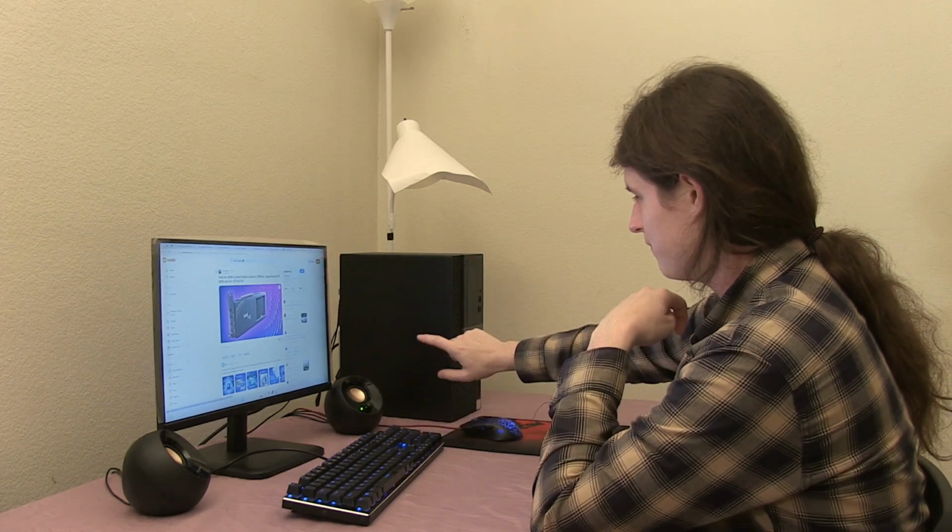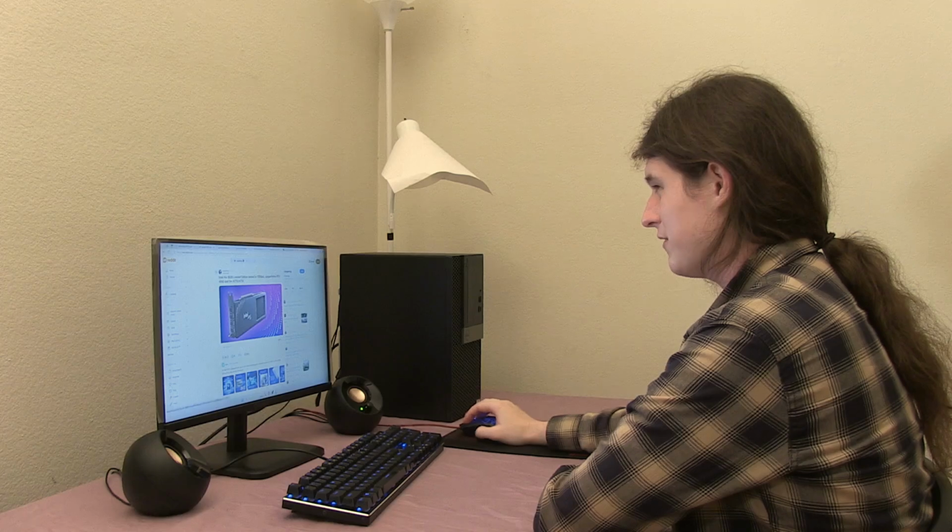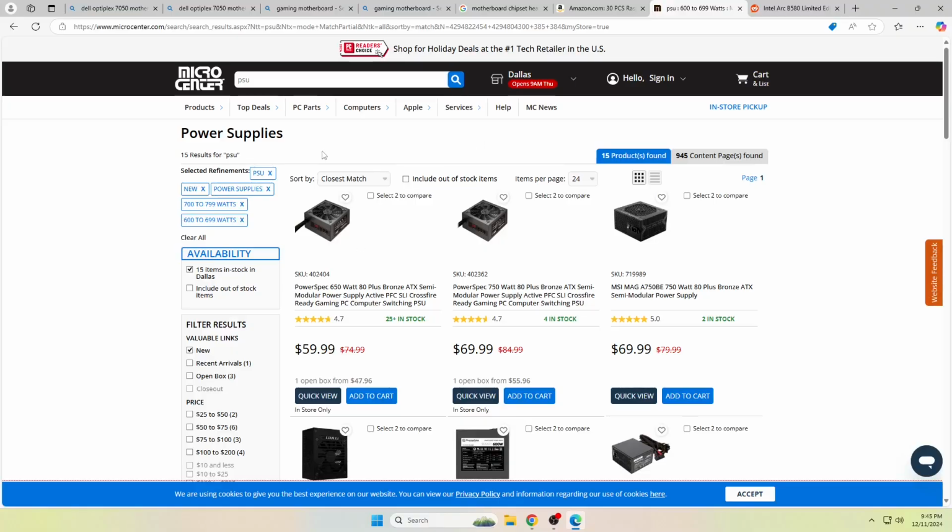But the 260-watt power supply that's in this Dell is not going to drive this thing. We need a spicier power supply, and that's what kind of brings us here today. I want at the very least a 600 watt to drive that, but honestly closer to about a 700 watt.